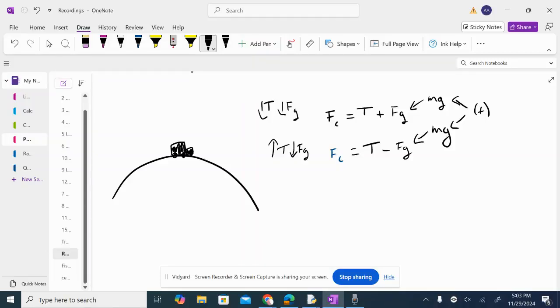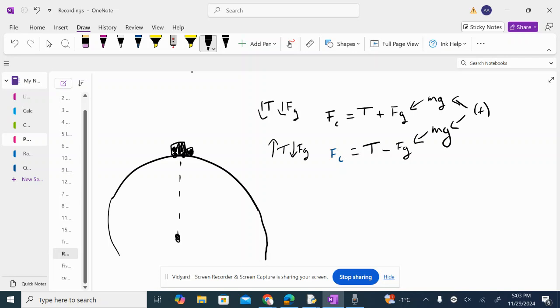Family trip. Does this car have centripetal force? Oh yeah, it does. Up, up, up, to wherever the center is. In this case, I think it'd be about there, maybe a little bit higher. And so it does have a centripetal force.